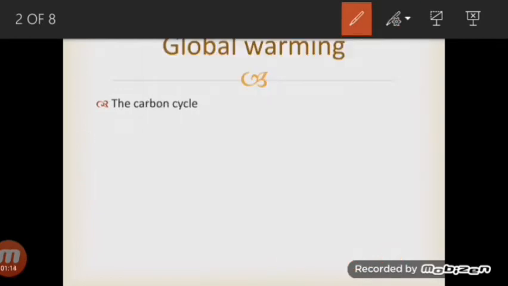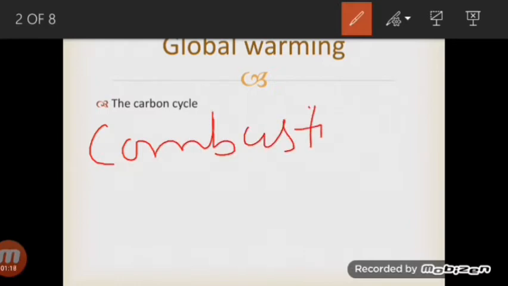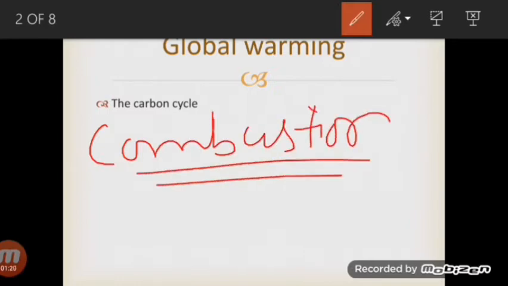The second process is combustion. In combustion of fuel, what happens? Most fuels such as coal, petroleum and natural gas, which is methane, contain both carbon and hydrogen in them. So when these fuels are burnt, carbon dioxide and water are produced, because these are the products of combustion of any kind. Whenever there is combustion, there will be production of water and carbon dioxide.